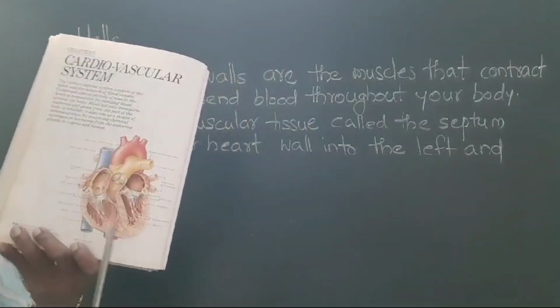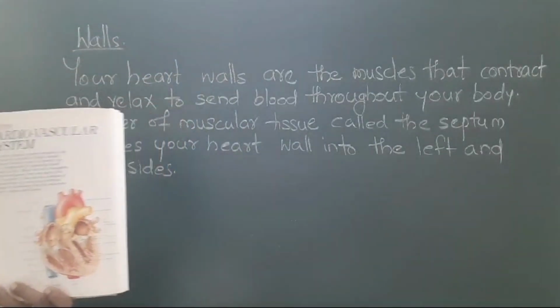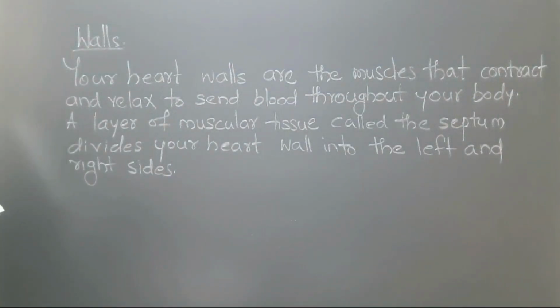Heart walls are the muscles that contract and relax. Why? To send blood throughout your body. A layer of muscular tissue called the septum, which I showed you, divides your heart wall into the left and right sides. That is what the septum does.